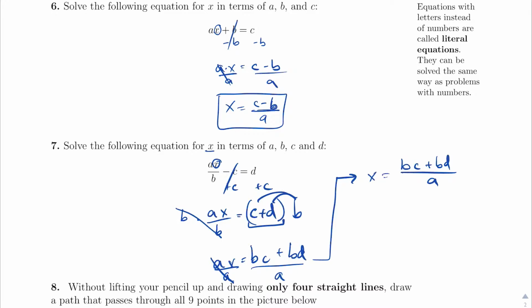Now you might be wondering, can we combine these two terms? And you can't, because even though they have the b in common, the variable group here, bc, and the variable group here, bd, are different. So this is our final answer for x.